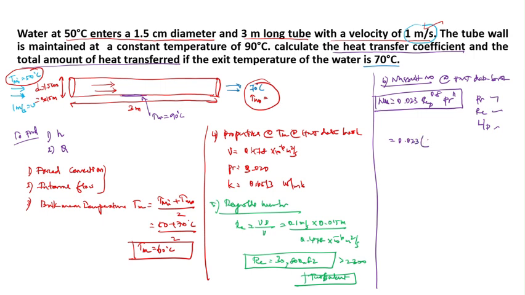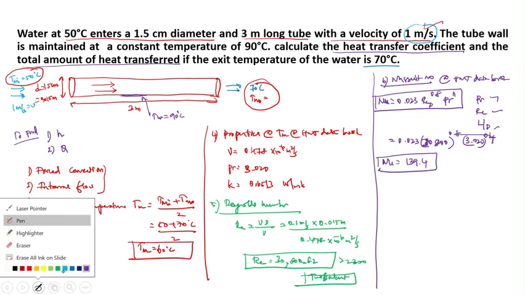0.023 times Reynolds number 30,800 to the power 0.8, and Prandtl number 3.020 to the power 0.4, because for heating purposes we consider it as 0.4. Then you get the Nusselt number Nu is equal to 139.4. This is the Nusselt number for this case.